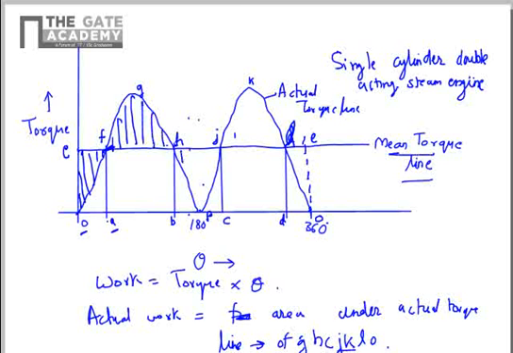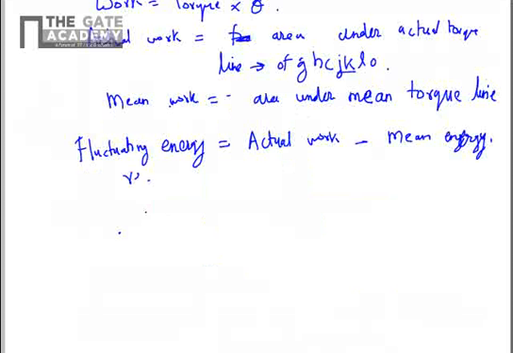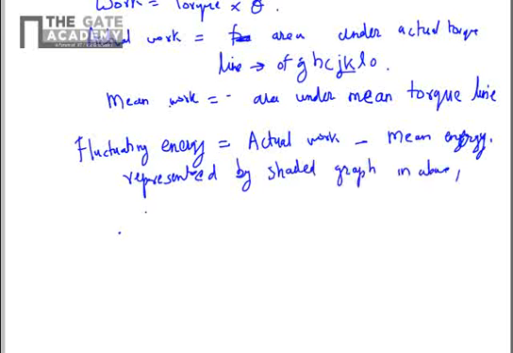So it is positive for some time and it is negative for some time. That means the total energy fluctuates about the mean. It is above the mean sometimes and below the mean sometimes. If you average everything out, then the net work will be equal to the mean work. That is the definition of the mean. So in this graph, the shaded area represents the fluctuating energy, represented by the shaded graph in the above picture.